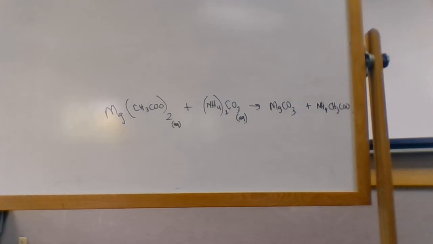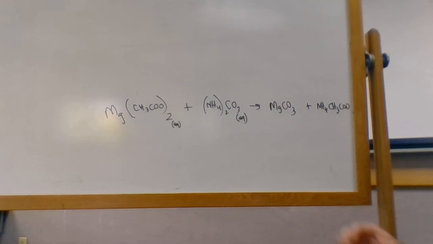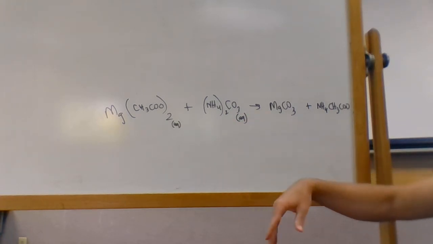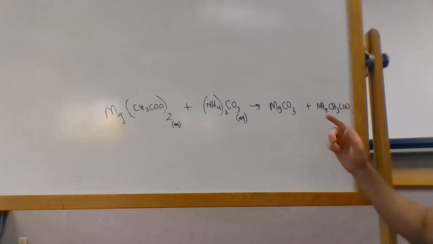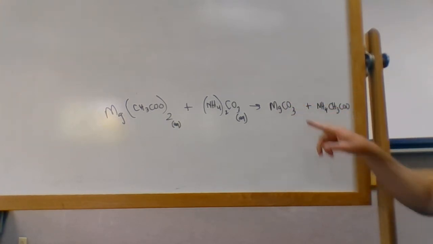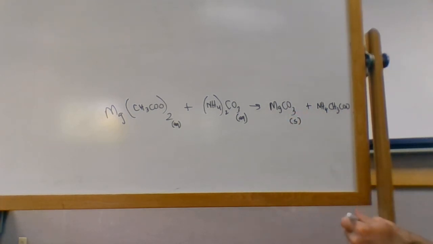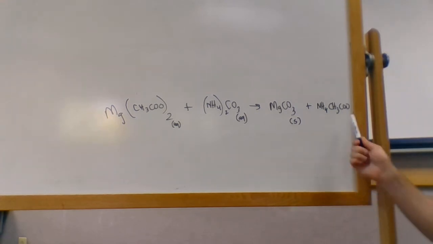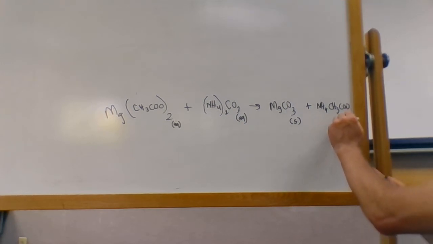Okay, so now the next thing I need to look at is the physical states of my products. Doesn't matter what my reactant physical states were. Since there's an aqueous solution, I just want to know whether these are going to be soluble or not. Carbonates are mostly insoluble except for group 1 metals and ammonium. So this is going to be a precipitate. It's going to be a solid. And then ammonium, the rule is anything with ammonium is always soluble. Same rule applies to acetates. So this is probably an extremely soluble compound. It's going to be aqueous.